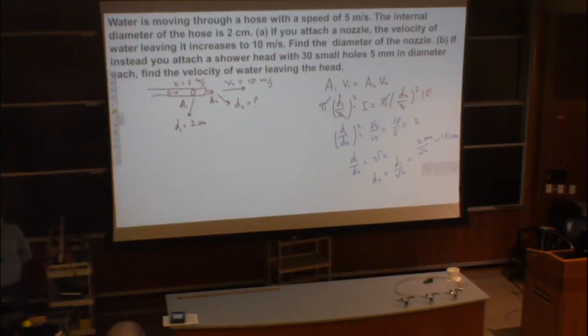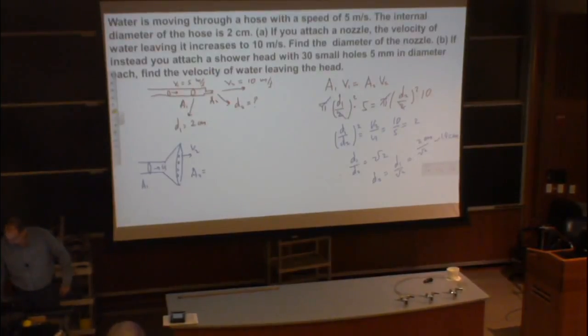Usually questions related to velocity and diameter are really simple. Now, I'm not going to solve the whole part B, but what is happening now? Instead of a nozzle, we have a shower head. Still A1, V1, V2. The question is, what should we use for A2? Well, of course, we should use only the area which is open, available to fluid, not the area of the shower head, but the total area of holes.